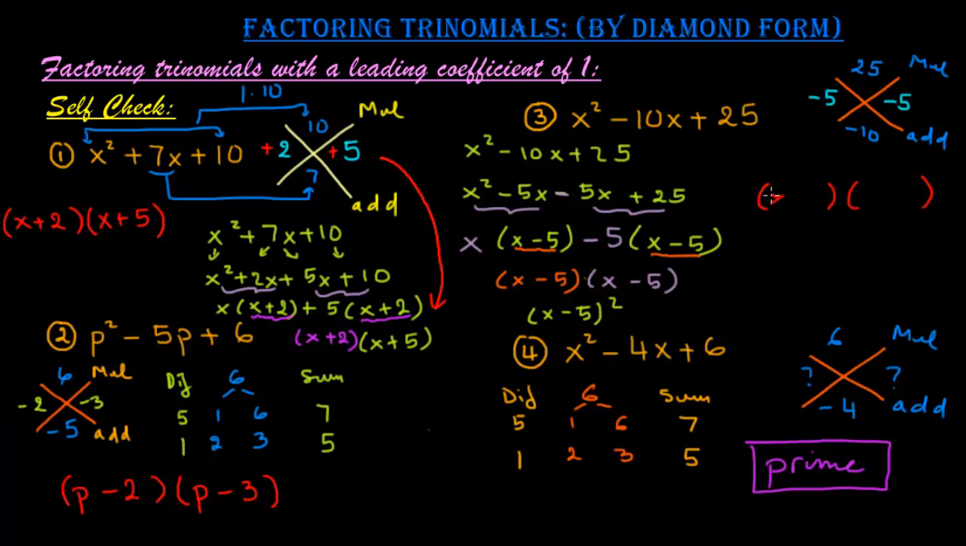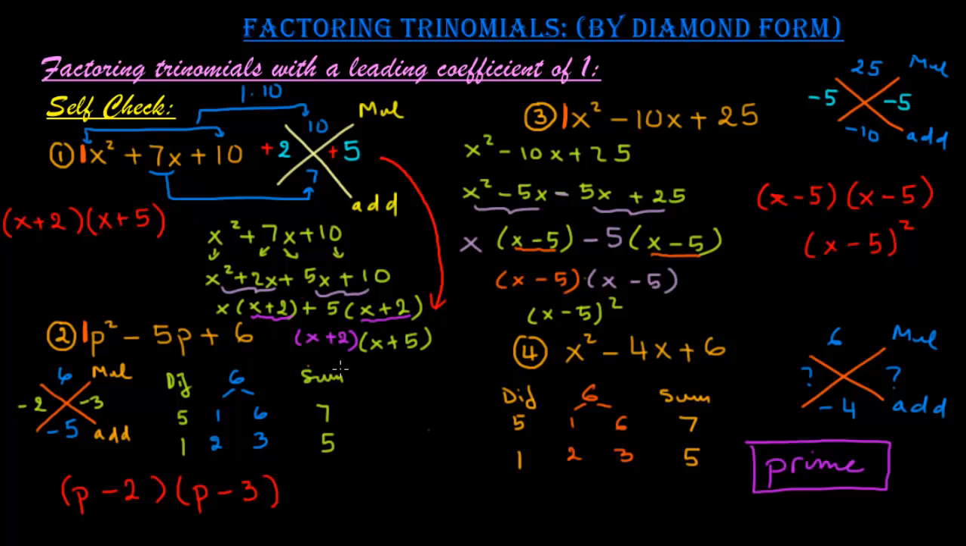So it will be x plane times x plane, and the plane will be filled in by negative 5 on both. So that will be x minus 5 squared. So what does this tell me? It tells me that if the leading coefficient is 1, also as we see every single problem the leading coefficient is 1, then I can write my answer straight from the diamond form.